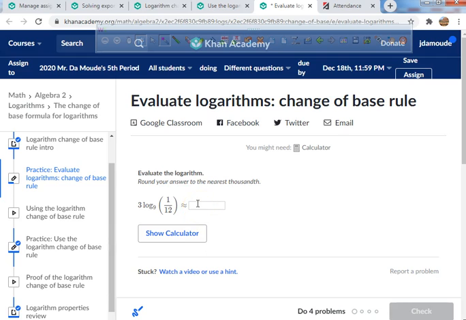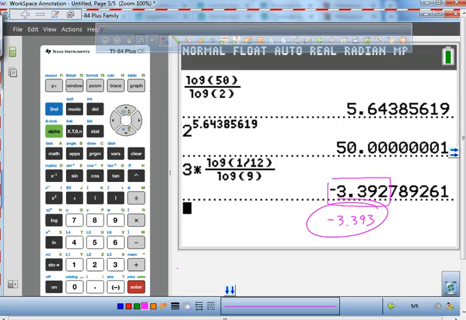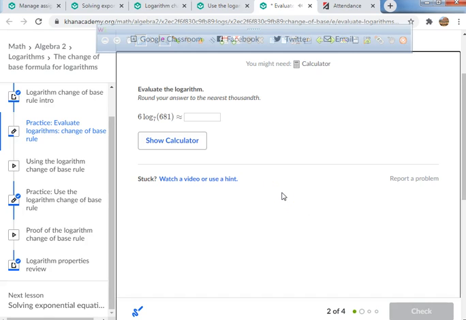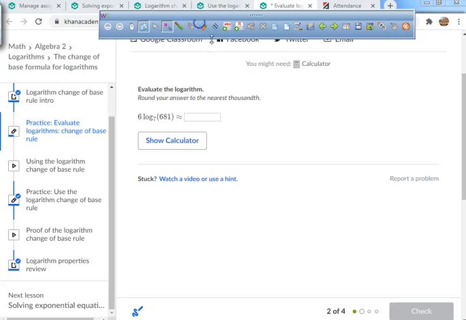Negative 3. If it'll let me. Hold on. It's not letting me. Oh, there it is. Negative 3.393. Okay. All right. Let's just do one more, and then we'll move on to the next topic.